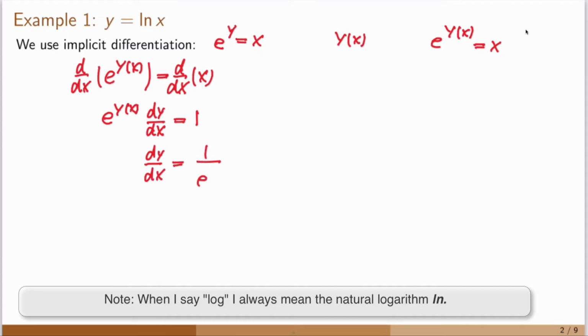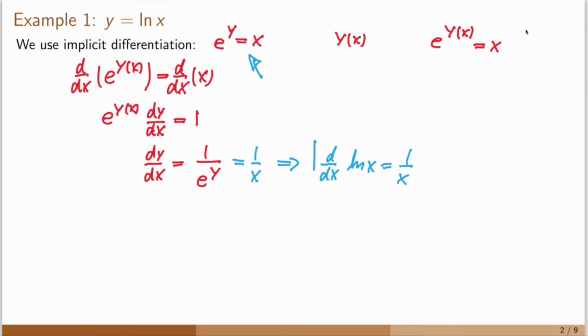So from this we get dy by dx equals 1 divided by e to the y. And now I leave out the argument x because we all know that y depends on x. But 1 over e to the y is, according to this, 1 over x. So we find a formula for the derivative of log: d by dx of log x equals 1 over x. This is a very important formula, which you should try to remember. So this is the natural logarithm, and the formula looks rather easy.